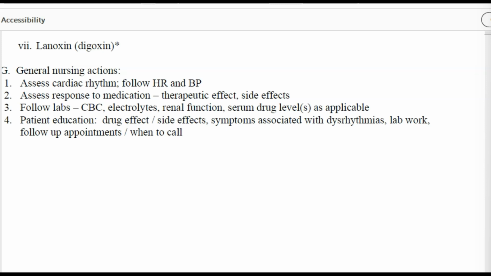Also, we want to follow the labs: CBC, electrolytes, renal function, and the serum drug levels when applicable, and definitely patient education such as the drug effect, the side effects, the symptoms associated with dysrhythmias, lab work, follow-up appointments, when to call for help, and depending on what medication, any signs and symptoms of toxicity. And definitely it is very important to educate them about their safety when they're on this medication, such as ensuring that they're checking their heart rate to make sure that it's okay to give that medication.